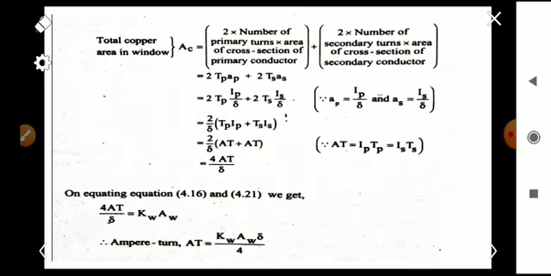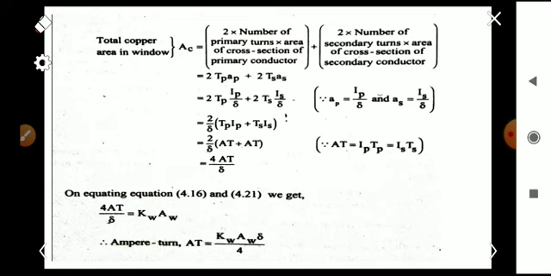Okay, so 2 into number of primary turns into area of cross section plus 2 into number of secondary turns into area of cross section. So 2 into TP AP plus 2 into TS AS. Here AP is the area of the primary winding, that is the cross section area of the primary winding, and AS is the cross section area of the secondary winding. TP and TS are the turns on both primary and secondary.